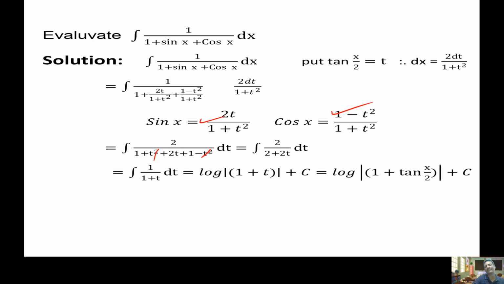These are the types of problems we have to study in integration. And that is the end of indefinite integral. In the next session we will go for definite integral.